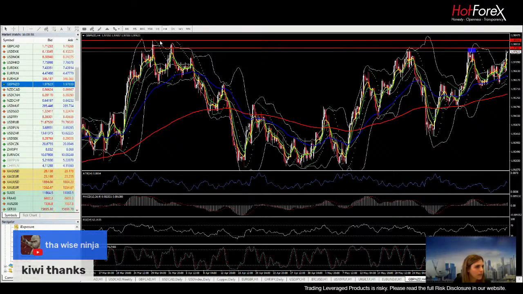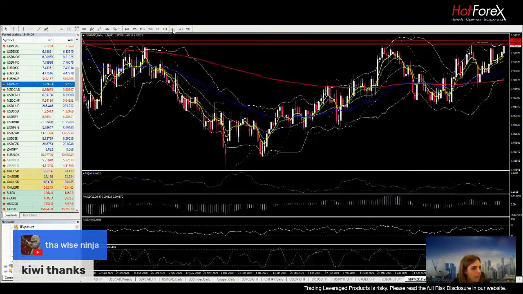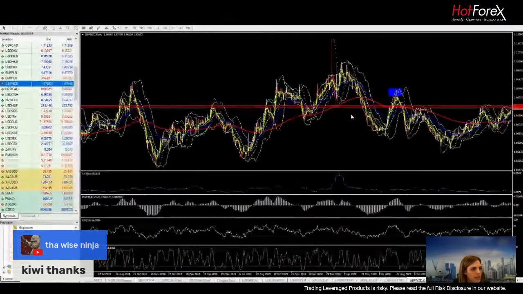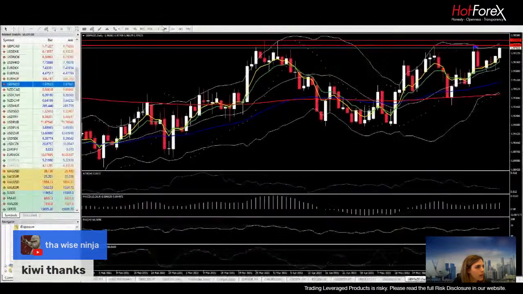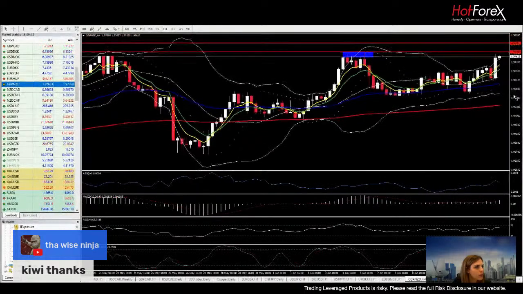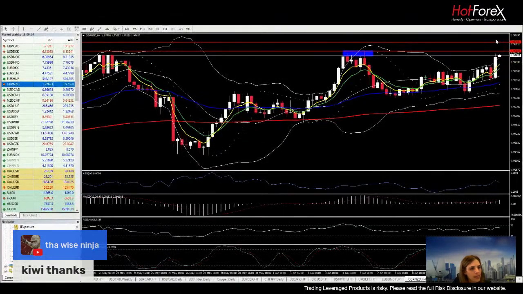198.20 level. Yeah, 198.20. So keep an eye on a breakout of 197.80, because this will open the doors to 198.18, 198.20, which is another 40 pips higher.